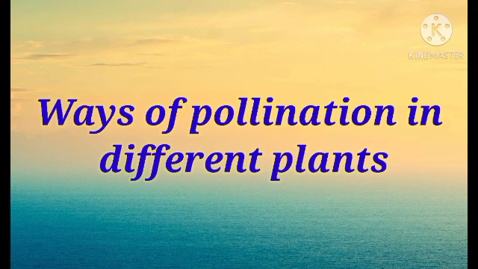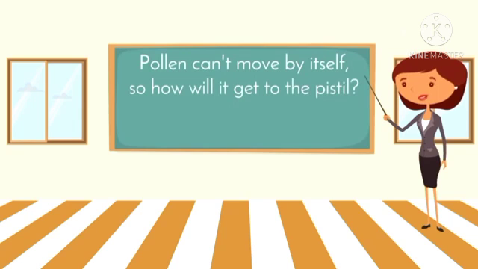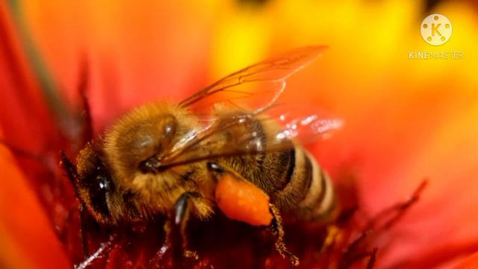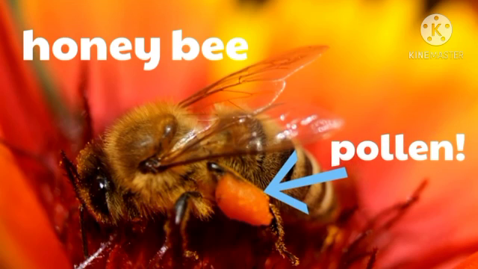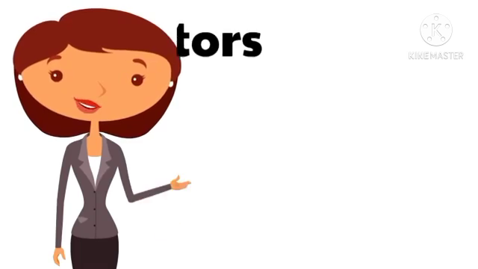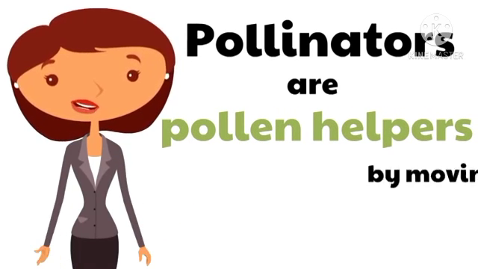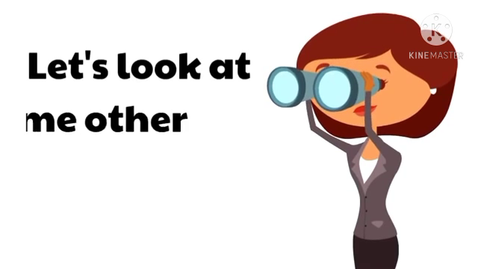Pollen can't move by itself. So, how will it get to the pistil? It is through pollinators. Children, do you recognize this well-known pollinator? Very good, that is the honeybee. Pollinators are pollen helpers, moving the pollen to the pistil so the flower can make seeds.